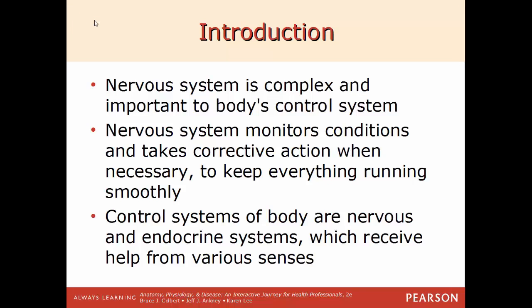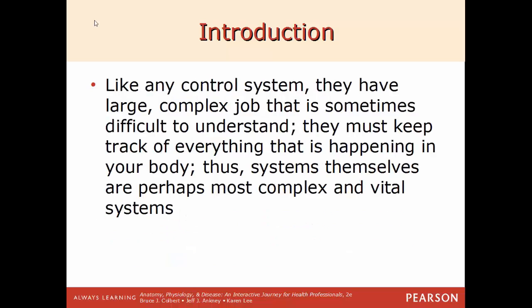The nervous system is a complex body system that controls many of your body's everyday functions. It helps to monitor conditions and take corrective actions if necessary in order to keep everything running smoothly. Another control system that we'll talk about in a future video is the endocrine system. They're control systems because they receive information from our various senses. Like any control system, they're large, complex, very intricate, and sometimes difficult to understand. You must keep track of everything that's happening in your body, so sometimes the systems themselves are the most complex and vital systems.